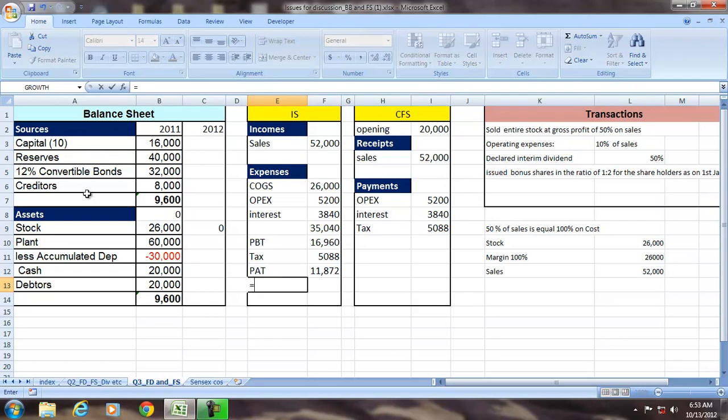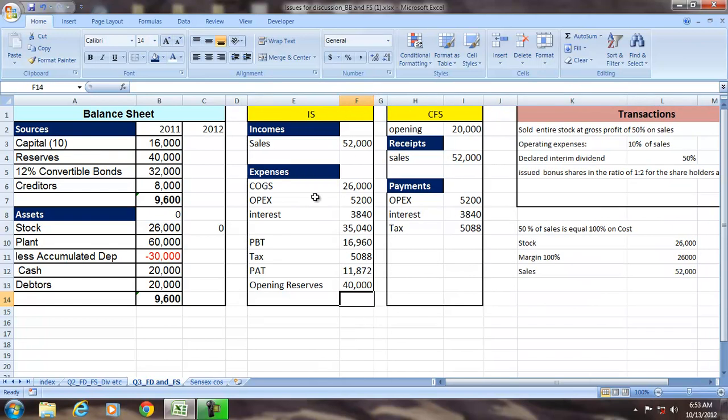We will bring the opening profit, the opening reserves, which is equal to 40,000. So profit available for distribution is 11,000 plus 40,000, a profit available for distribution as dividend. So we can write this as profit available for distribution of dividend. Out of this, an interim dividend was paid. An interim dividend is a dividend paid during the year in between two annual general meetings.